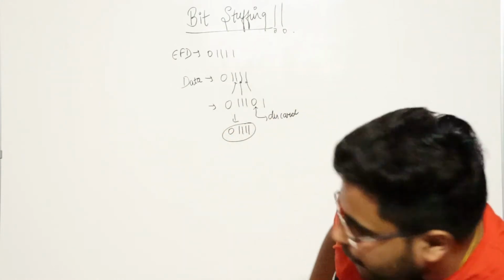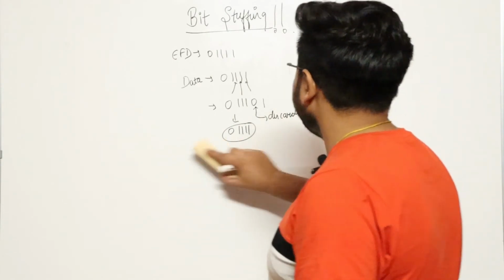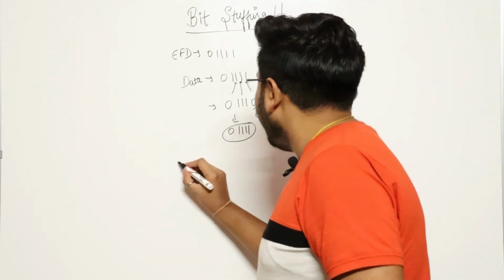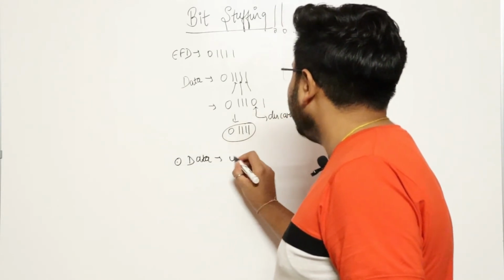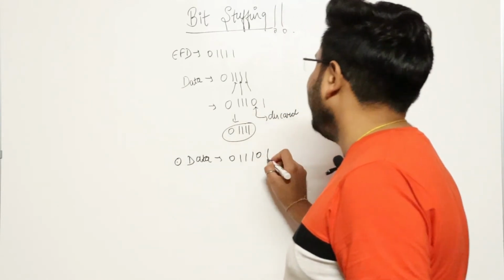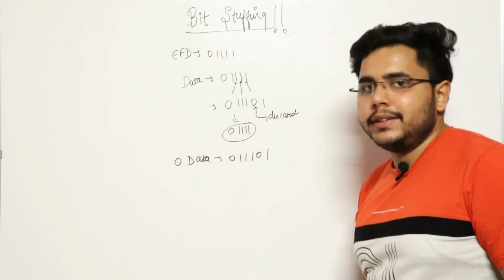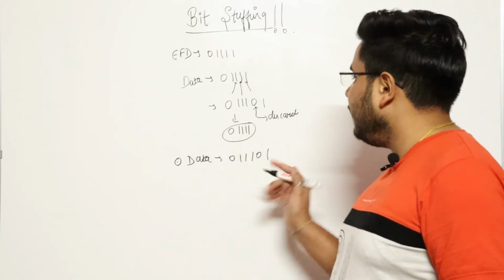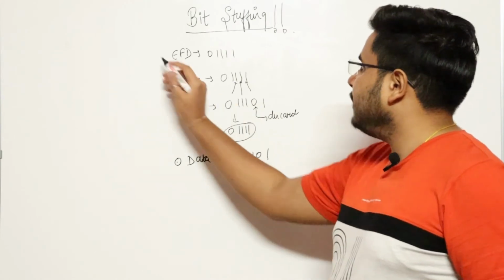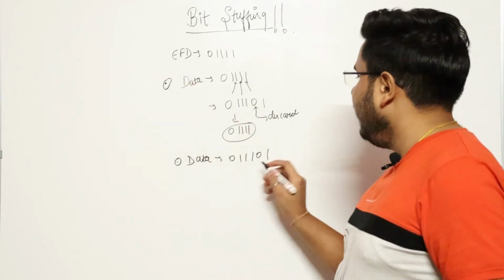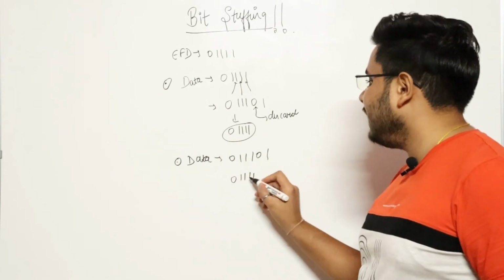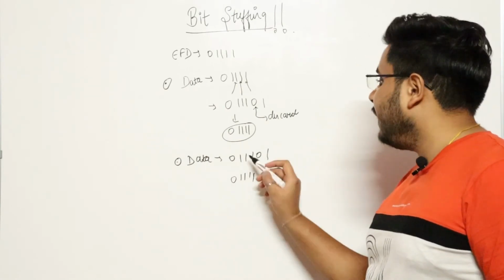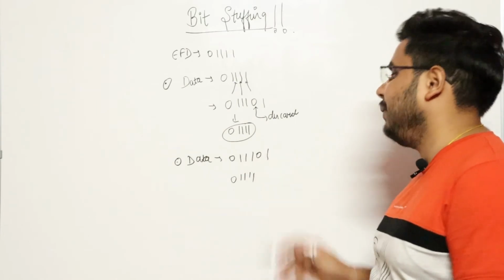Now let's suppose I have a second case. My data is 0 1 1 1 0 1. Suppose this is my data itself, and when the receiver starts reading it according to the first scenario, it will discard this 0 and receive 0 1 1 1 1 as data, which is wrong because my data was 0 1 1 1 0 1.